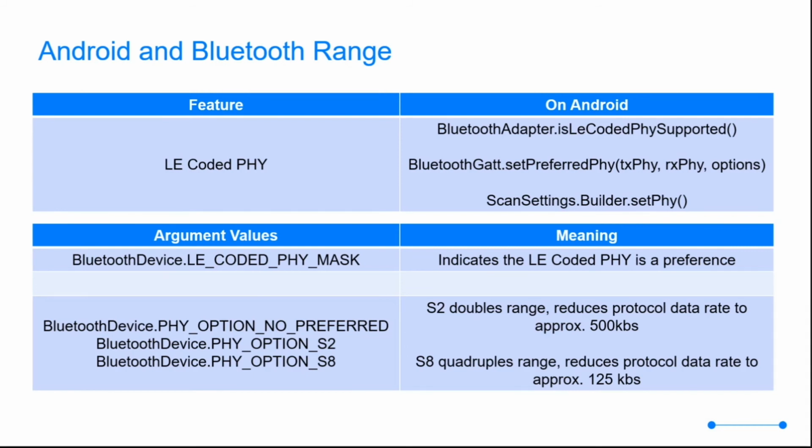We can find out whether our device supports the longer range LE-coded PHY or not, indicate that we'd like to use it if the other device also does, and we can control the trade-off between range and the physical layer data rate using a parameter called S. So we're either going to double the range more or less and reduce the data rate to 500 kbps, or we may go for 4 times the range approximately, and we have to reduce the physical layer data rate to 125 kbits per second in doing so. It's all good.